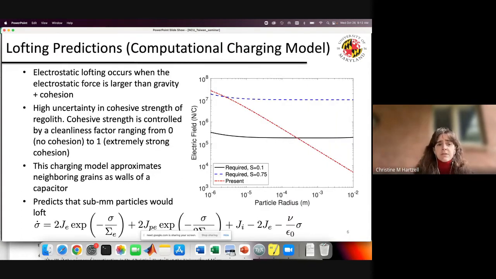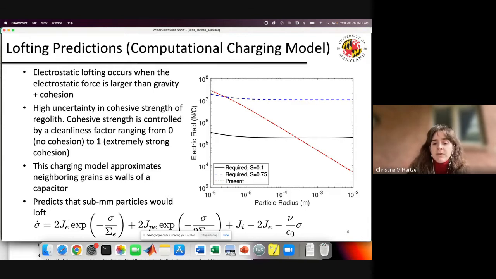Okay, so these are the results from our first charging model, the computational charging model. It basically assumes that two neighboring particles behave like two walls of a capacitor. It uses that approximation to calculate the amount of charge on the neighboring walls of the capacitor and also the electric field between them. In order to calculate the charge on one of those walls, you numerically integrate this charge density equation until you reach some steady state.